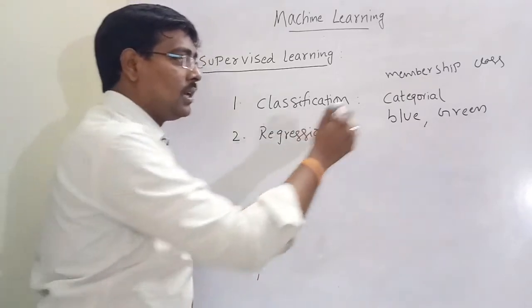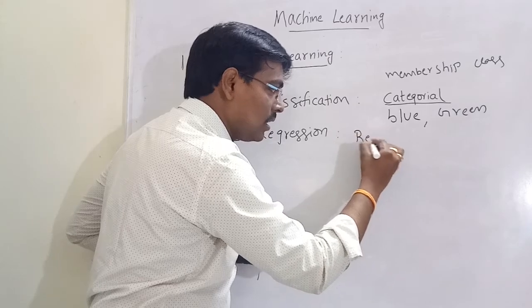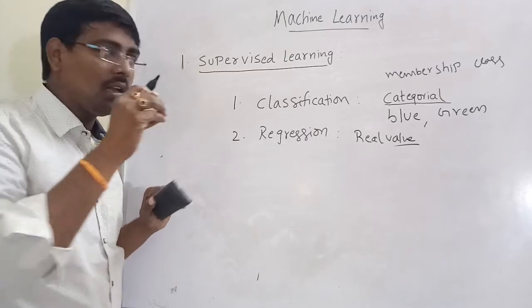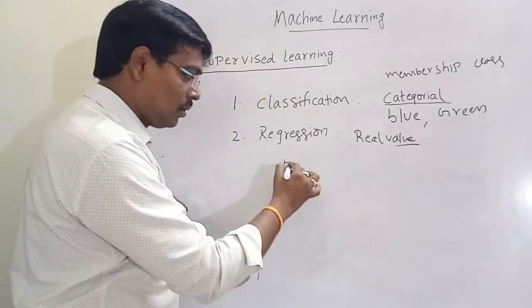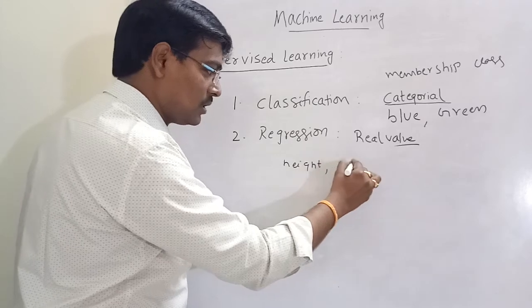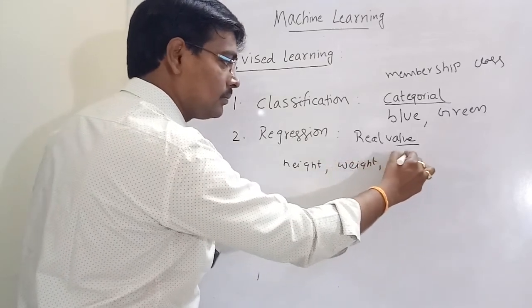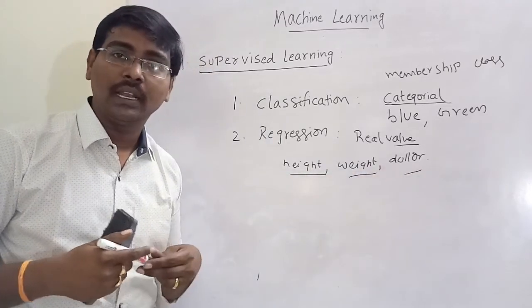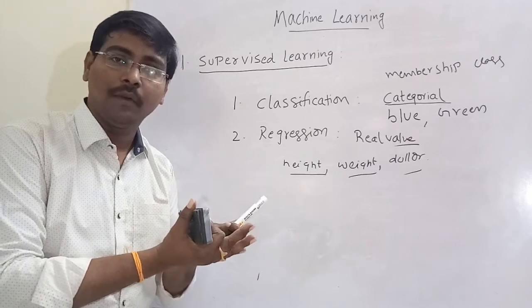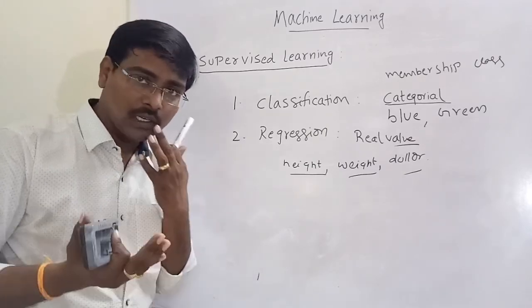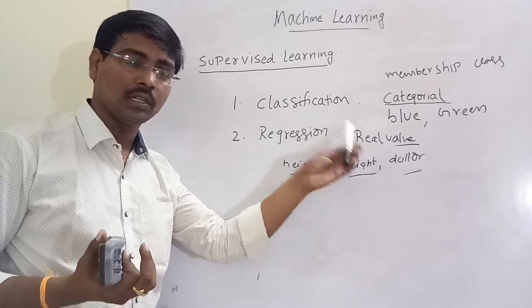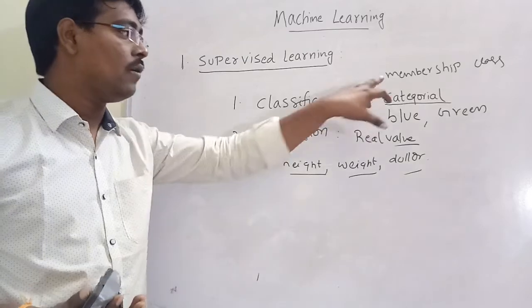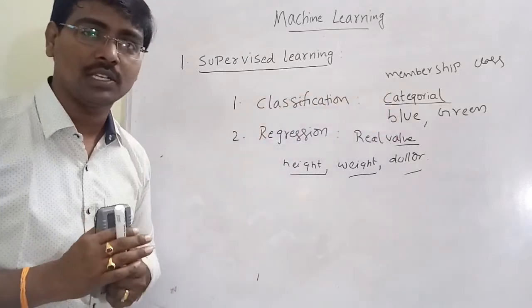In a regression problem, the output is not categorical. Here the value is a real value, that is, it does not directly belong to a particular class. For example, height, weight, dollars. Generally these are not classes. For example, weight: 20.5, 50.5, 50.6, 50.7. We have different real values. If we have different real values, those are regression problems. If we have categorical values, those are classification problems.